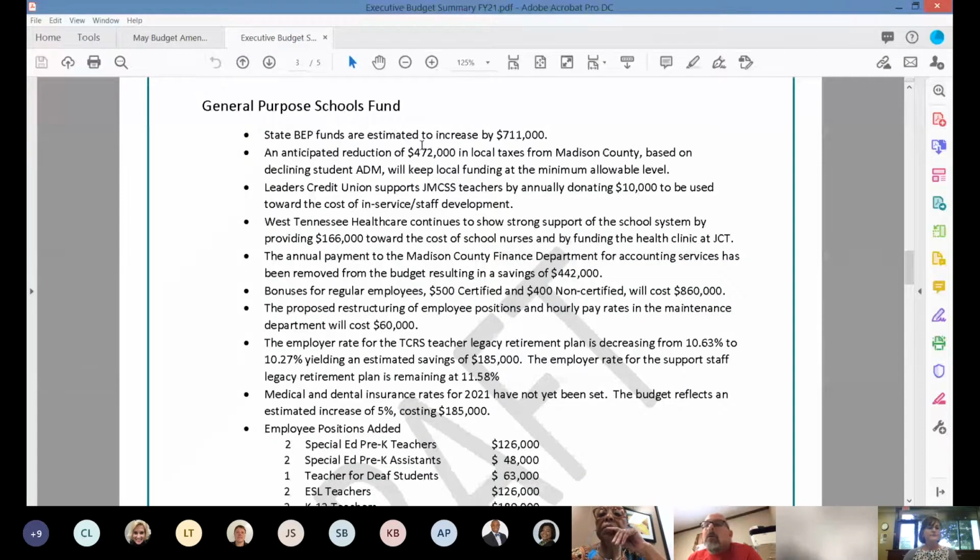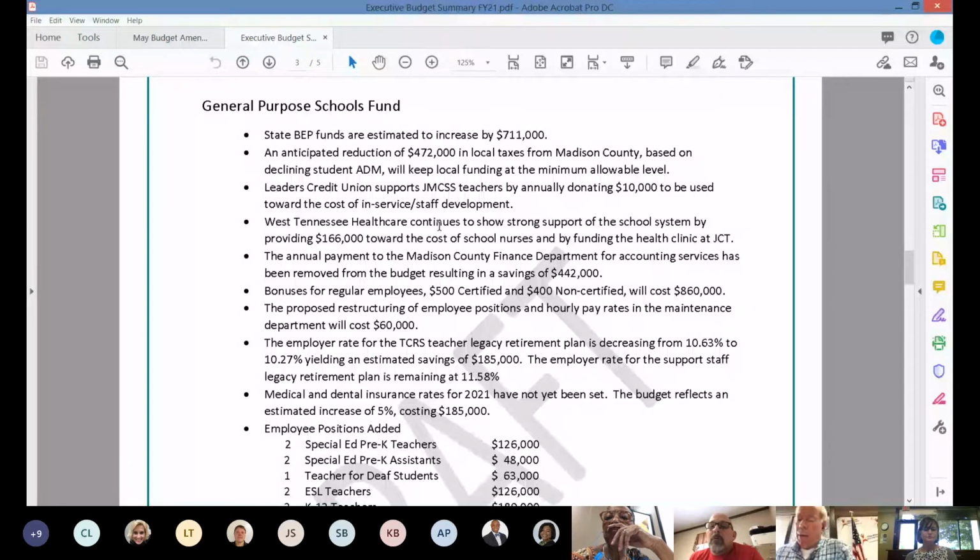First item is the BEP funds are estimated to increase by $711,000. We're still unsure regarding the funding from the county, but when I prepared this document, we're anticipating a reduction based on our declining ADM. And so I've built that into the budget, and that would be a reduction to local taxes of $472,000. And that will keep the county funding at the minimum allowable level, which is maintenance of effort.